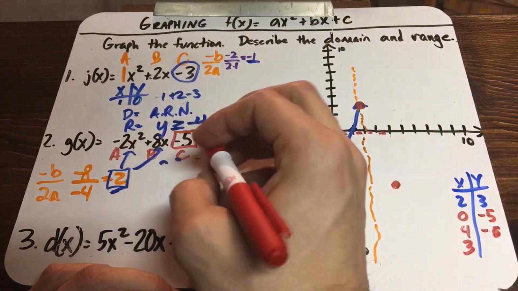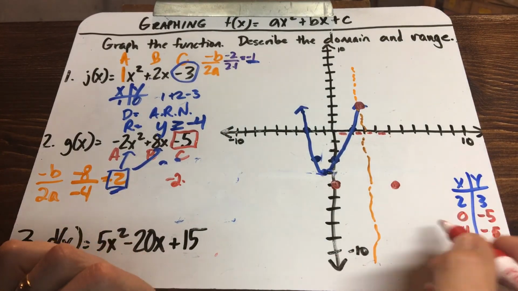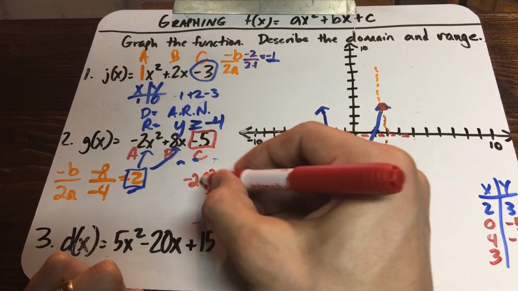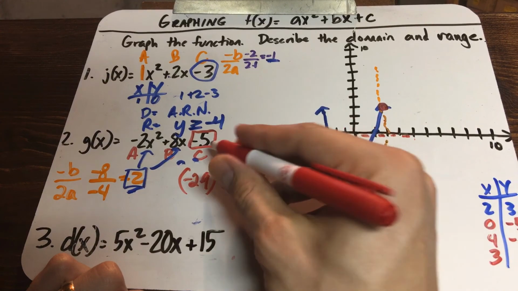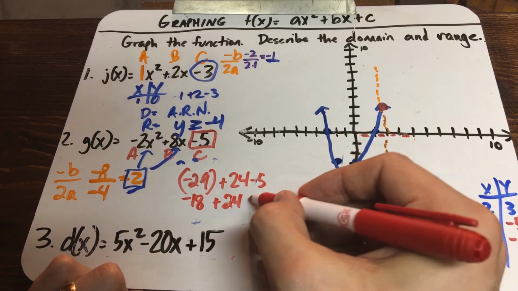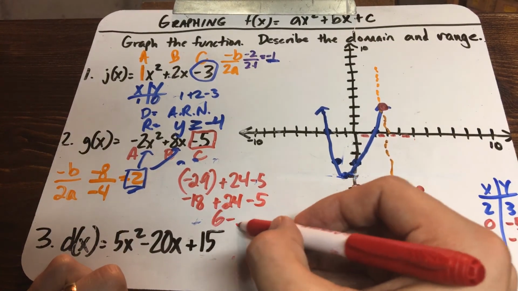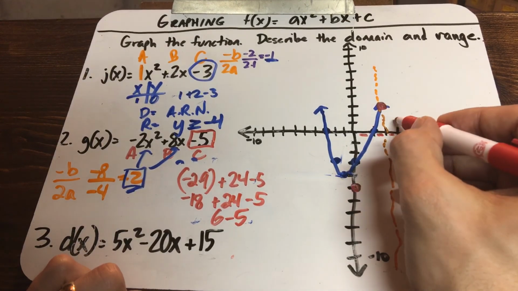Like you could put 3 in there and say -2 times 3, since I picked 3. 3 squared is 9. And then you could do 8 times 3, and then you could have the -5 at the end. And so then you would have -18 plus 24 minus 5. -18 plus 24 is 6. 6 minus 5 is 1. And so you could have 3, 1, 3, 1.